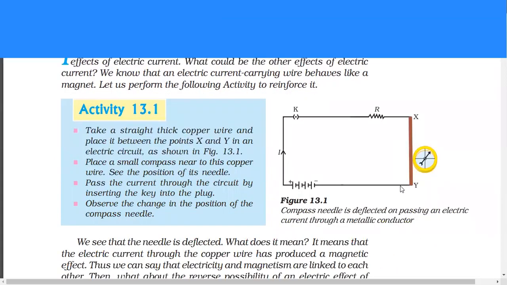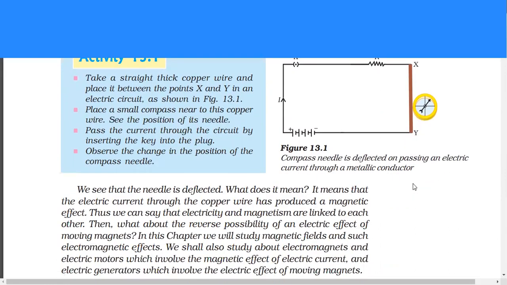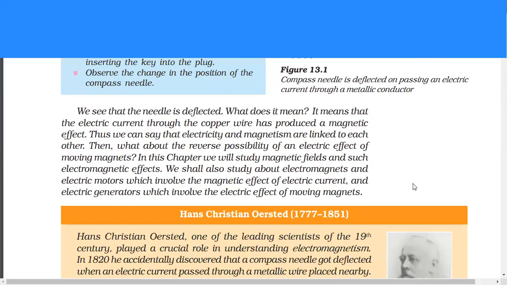Activity 13.1. Take a straight, thick copper wire and place it between the points X and Y in an electric circuit as shown in figure 13.1. Place a small compass near to this copper wire. See the position of its needle. Pass the current through the circuit by inserting the key into the plug. Observe the change in the position of the compass needle. We see that the needle is deflected.